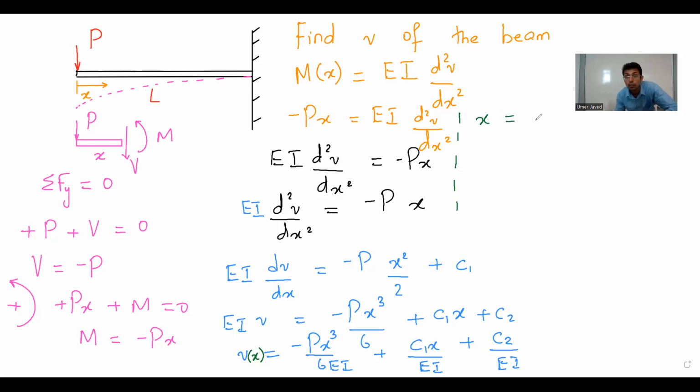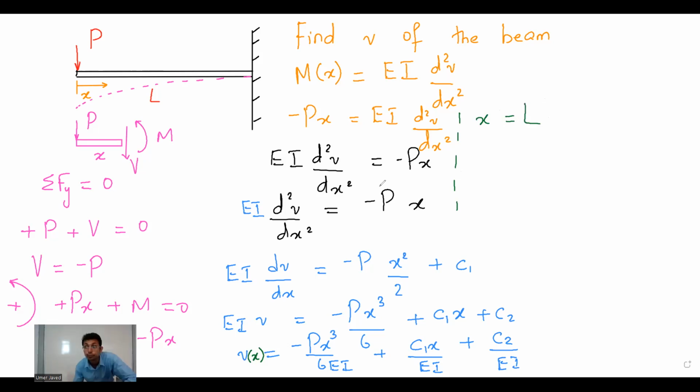At x equal to L, what will be the deflection? Deflection is 0, right? Because at this point in the cantilever beam, there is no deflection. Any other boundary condition? At x equal to what? At x equal to L, I will have dv/dx, or tan theta nearly equal to theta, is equal to 0, right?